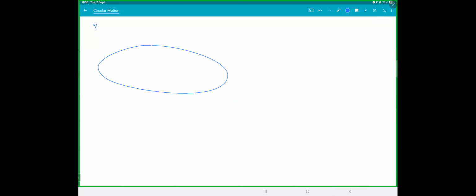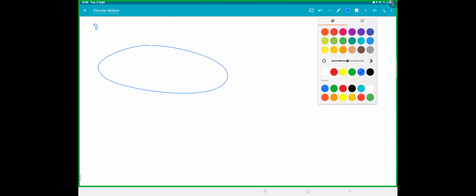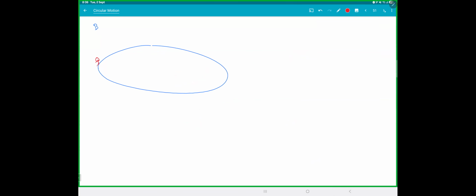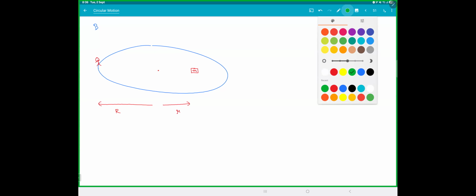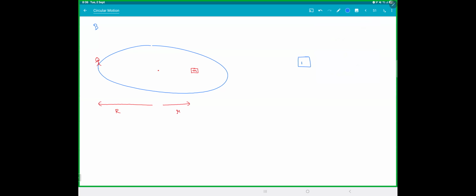Let's ask B to solve. Where is B standing? B is standing in this corner. This is the coin here. This is small r and this is capital R. Now, if you ask B, boss, draw the free body diagram, B will say, okay, we have a coin here. The distance between me and the coin is r plus R.